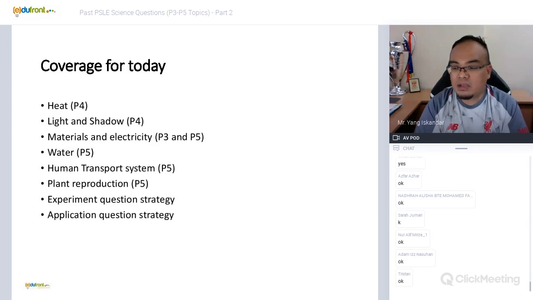So what do I mean by scientific concepts? Scientific concepts are what is in each of the topics from P3 to P6. I give you an example. Let's say under the topic of heat, one of the concepts in your syllabus is you must understand the concept of heat transfer. How does heat transfer? And secondly, another example, the topic of light.